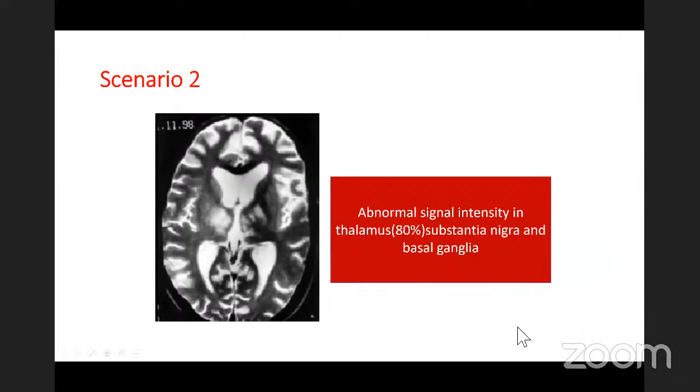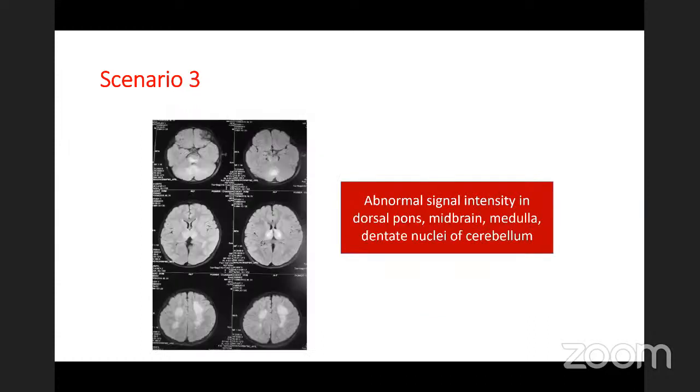Scenario 2 is where we see an abnormal signal intensity in the thalamus, which is more on the right side. This is again a T2 axial, where there is significant enlargement of the extraction space, and also hyperintensity in the thalamus, which is seen in 80% of cases. Also nigral involvement, substantia nigra of the midbrain, and basal ganglia are involved. These children have a very poor course if not treated early, and they will present with severe dystonia. With this type of MRI, we should always suspect Japanese B encephalitis.